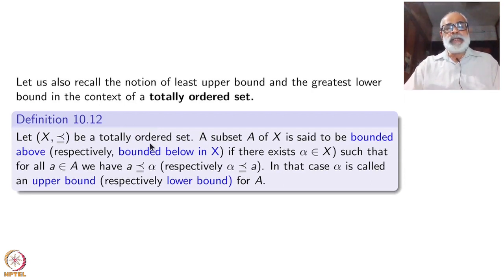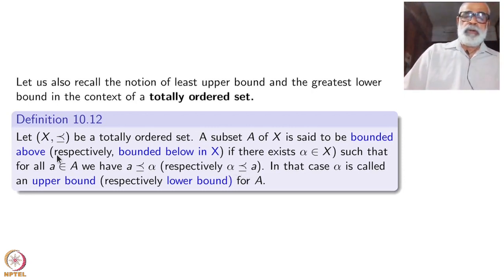So start with any totally ordered set X. A subset A is said to be bounded above, or bounded below, if there exists alpha belonging to X such that for all a inside A, we have a is less than or equal to alpha, or the other way around, alpha is less than or equal to a.